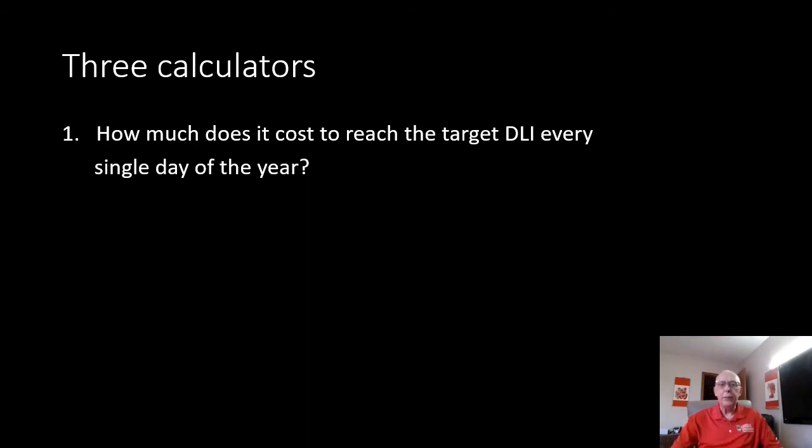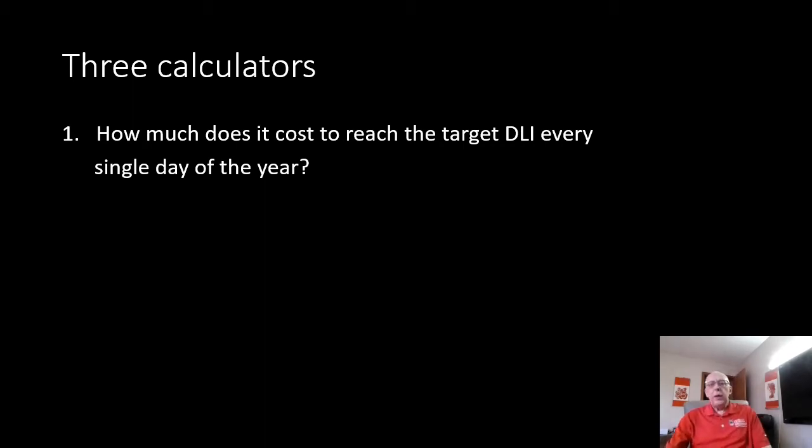We have developed three different calculators. The first one allows you to calculate how much it would cost to reach your target daily light integral, or the total amount of light that your crop gets every single day, for every single day of the year. And this calculator is based on the assumption that you install a large enough lighting system to actually reach that target daily light integral even on the darkest day of the year. And that is a somewhat unrealistic scenario, because normally you would not design your lighting system to be able to provide enough light to reach your target daily light integral on even the very darkest day of the year.